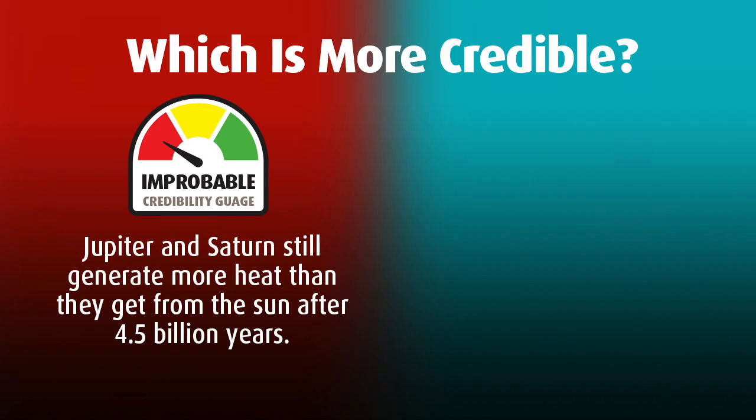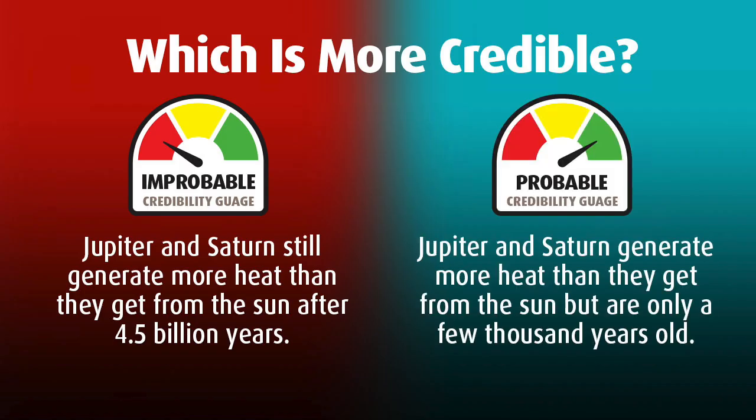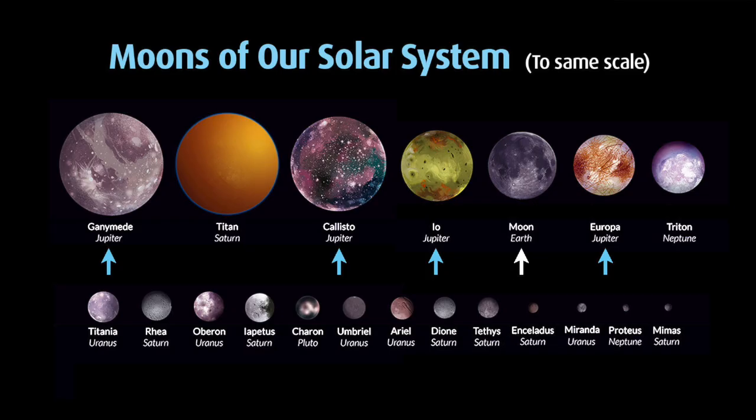So which is more credible? Jupiter and Saturn still generate more heat than they get from the sun after 4.5 billion years, or Jupiter and Saturn generate more heat than they get from the sun, but are only a few thousand years old.